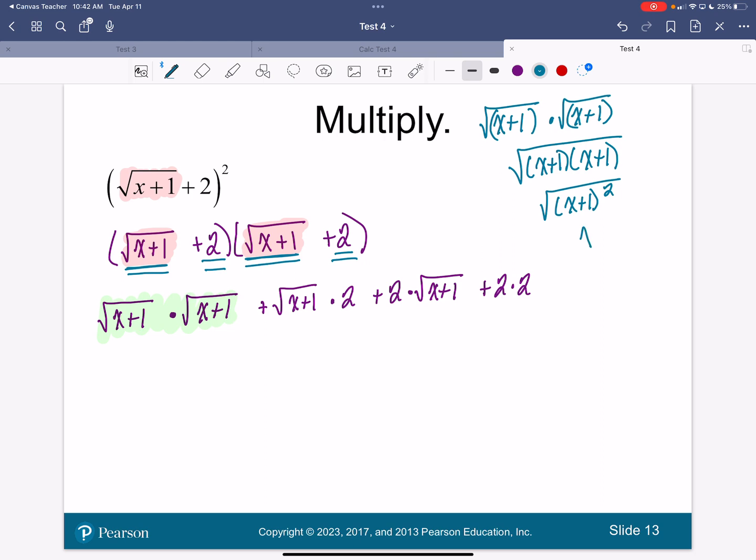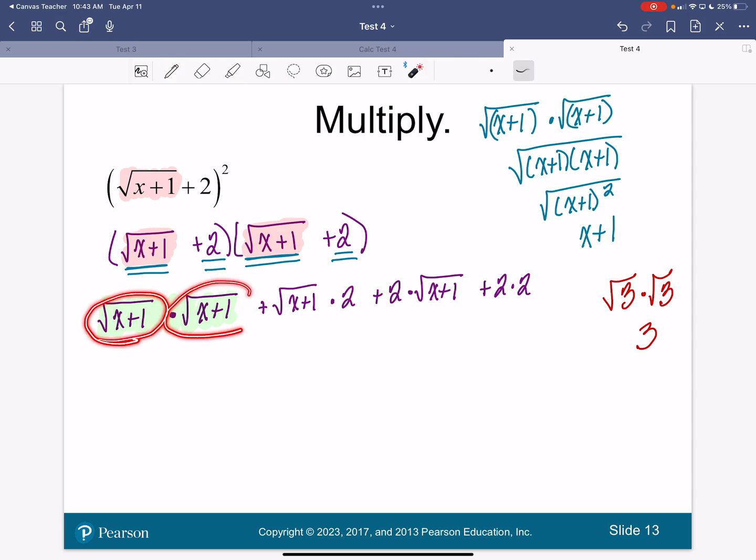And what is the square root of x plus 1 squared? X plus 1. Okay? And think back to when we just multiplied the square root of 3 times the square root of 3. What was our answer? 3. Okay? So what I've got right here is the square root of x plus 1 times the square root of x plus 1. So our answer, when I multiply those, is just what's inside the radical without the radical. Okay, so when I multiply those two together, they're exactly the same. So I remove the radical.